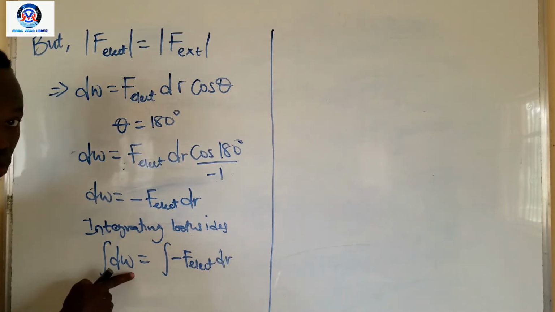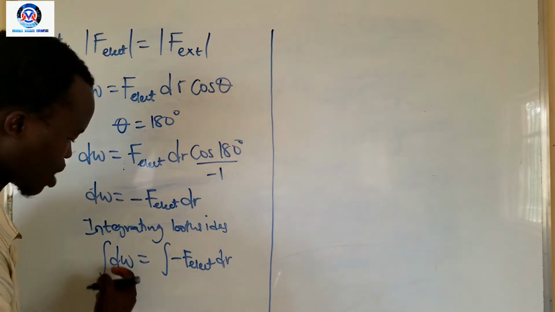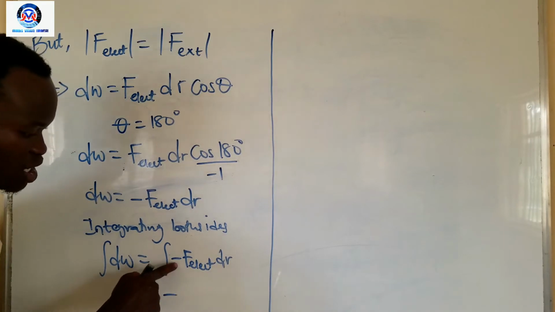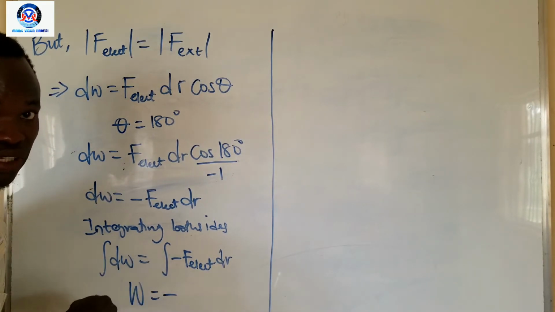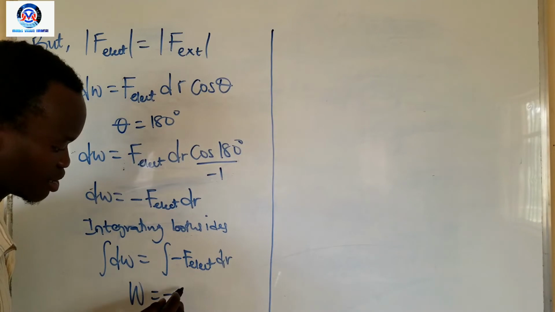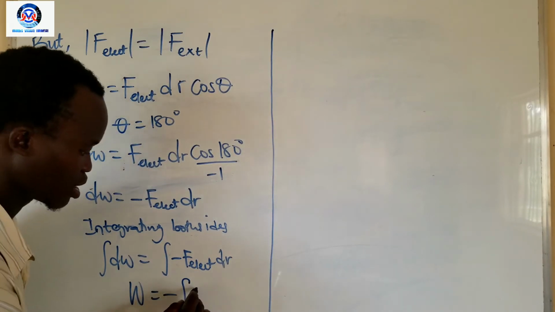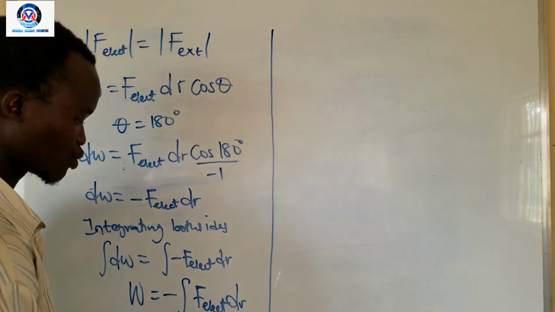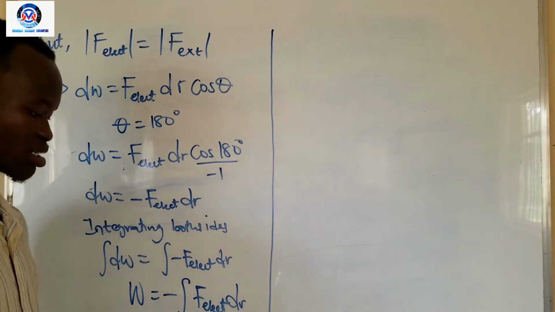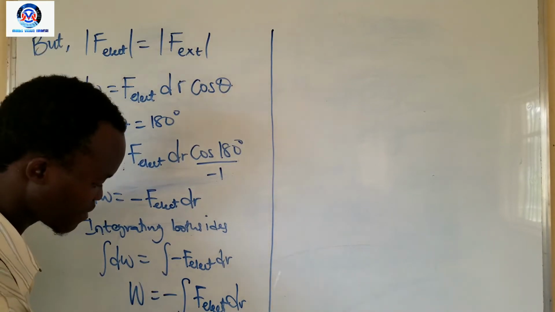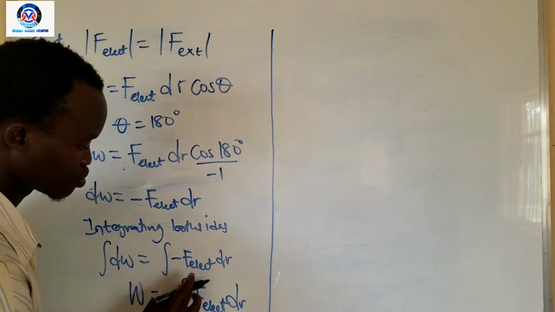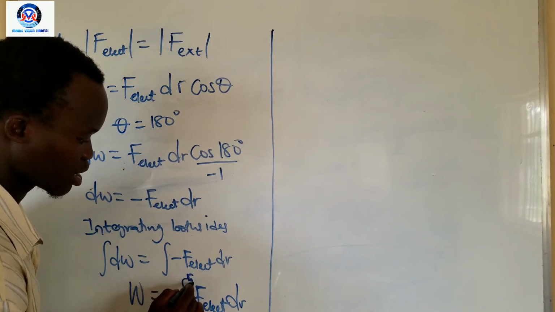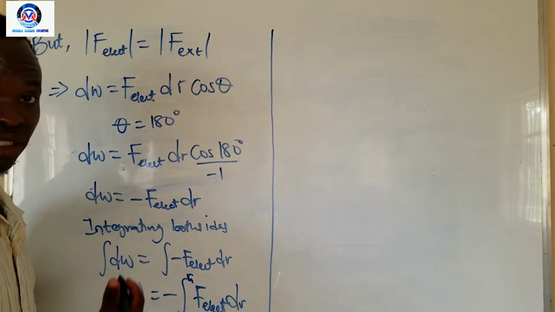So now when you integrate dW, you are going to get W. And this will lead us to the negative. This is a constant, so you can bring the minus sign out of the integral. So this will have the negative integral of the electric force multiplied by the small distance. But don't forget that on the right, we are integrating from infinity to a point RA in the field. Let's call it point RA.